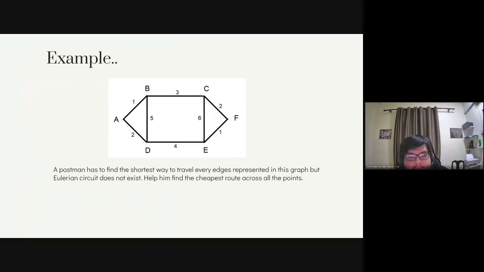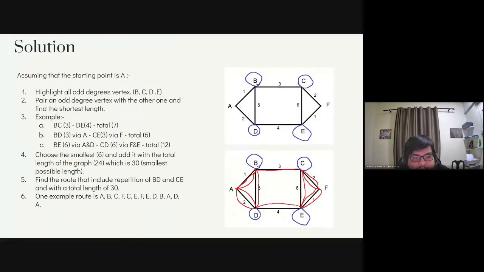Okay, this is an example of the problem. A postman has to find the shortest way to travel every edge represented in this graph, but an Eulerian circuit does not exist. Help him find the cheapest route across all the points. As you can see here, the numbers represent the length. Okay, this is the solution.